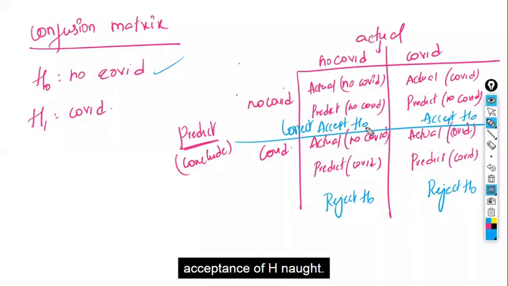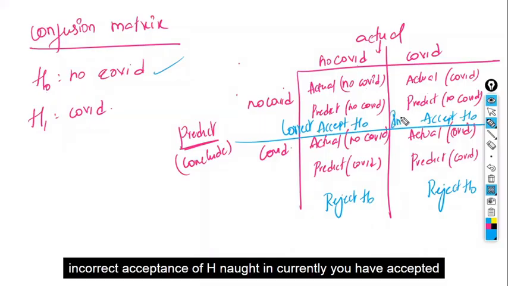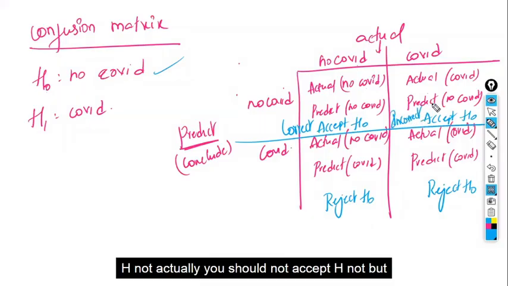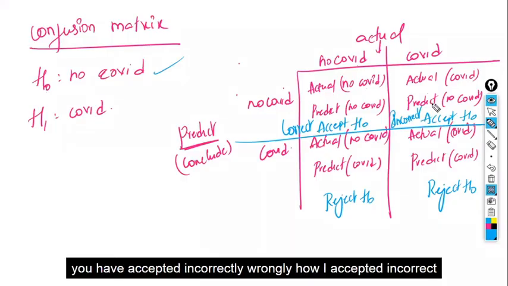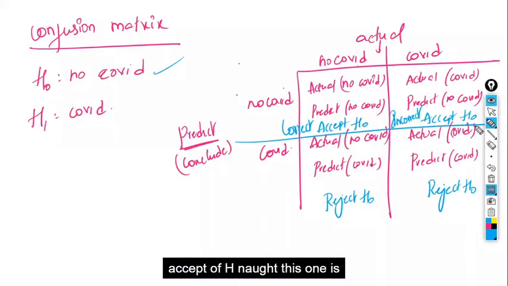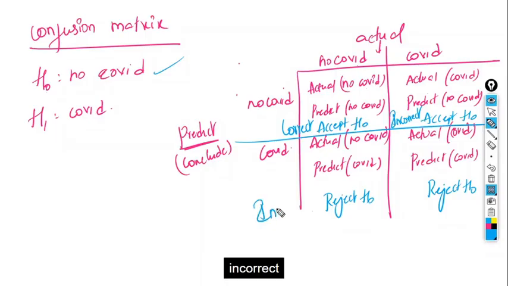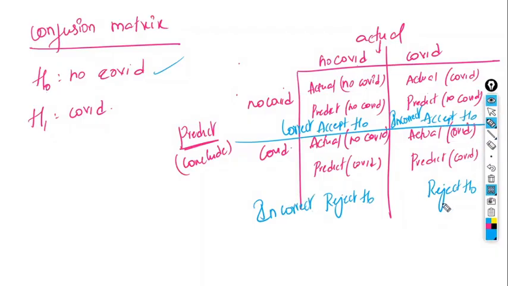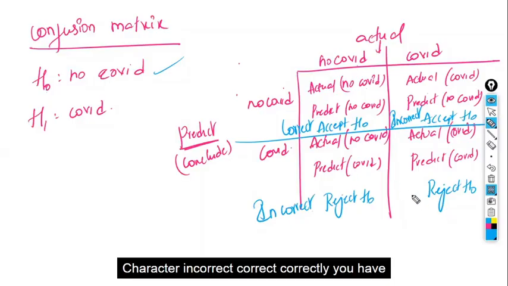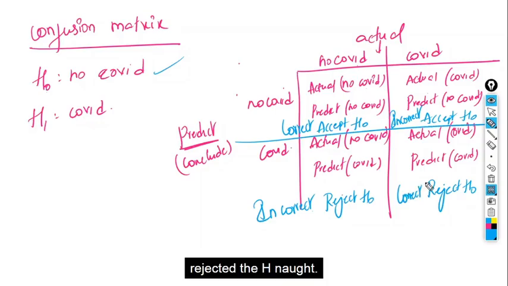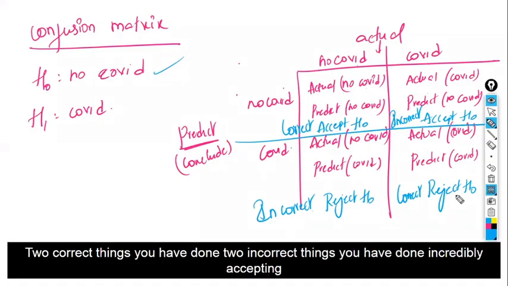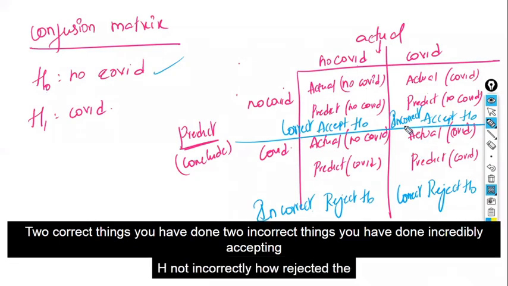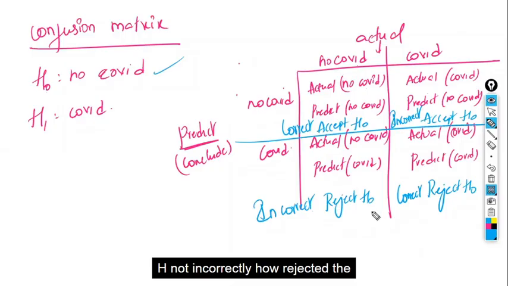Correct acceptance of H0. Incorrect acceptance of H0: actually you should not accept H0, but you have wrongly accepted it. This one is called incorrect rejection of H0: incorrectly you have rejected the H0. This one is correct, correctly you have rejected the H0. Two correct things you have done, two incorrect things you have done: incorrectly accepting H0, and incorrectly rejecting the H0.